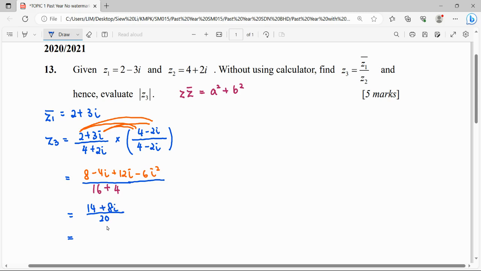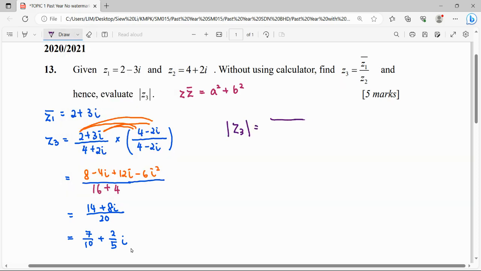over 20, simplified to 7 over 10. The imaginary part will be 8 divided by 20i, so it will give us 2 over 5i. Hence, we will continue using this complex number 3 to find its modulus.